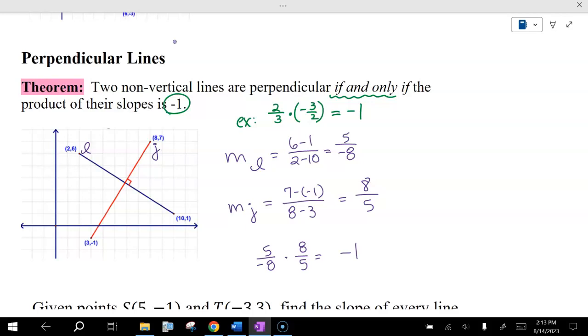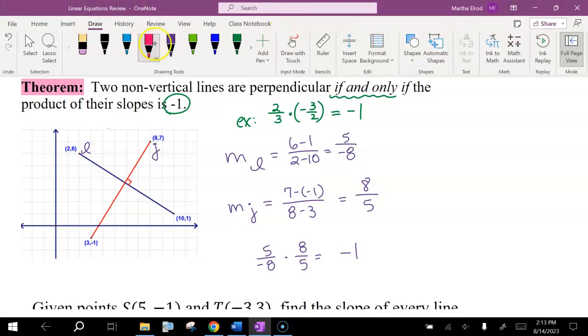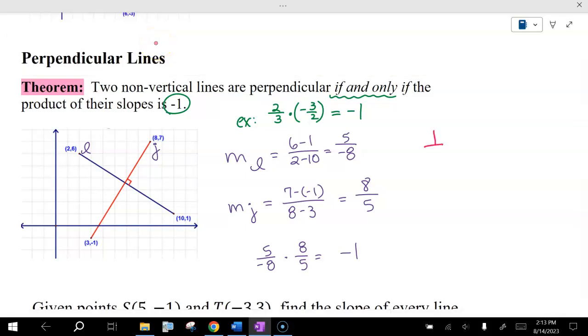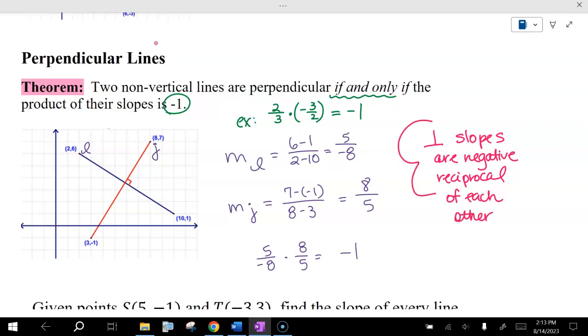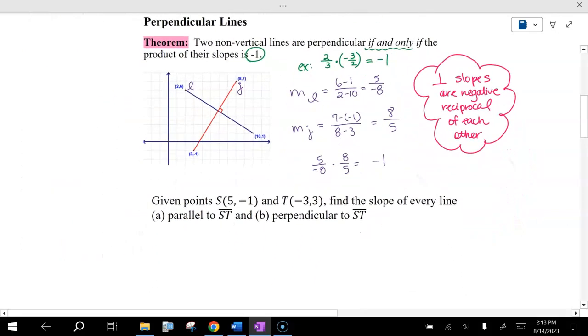Another way that you could also say this is that perpendicular slopes are the negative reciprocal of each other. That's just another way of saying the same thing. Because if two slopes are the negative reciprocal of each other, then their product is going to be negative 1.